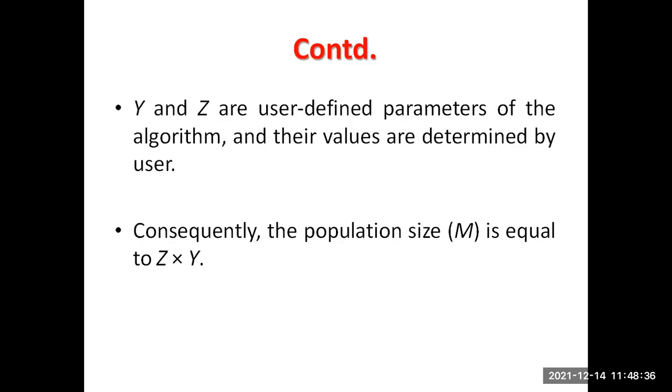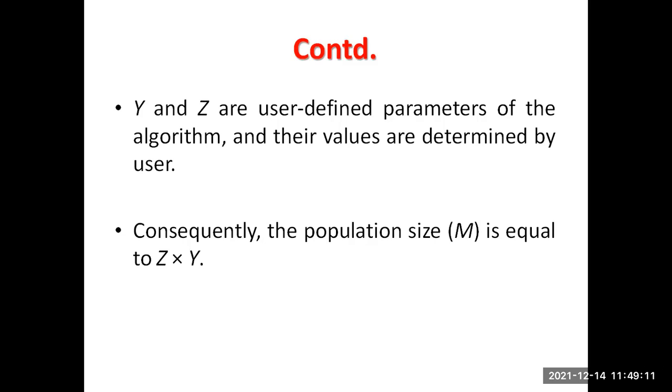So Y and Z are user-defined parameters of the algorithm, and their values are determined by the user. The user means you. When you design and write the code, you are going to define these parameters. So how many memplexes you are going to take, and in each memplex, how many frogs you are going to allocate. These two things are in your hand. You are going to allocate this from your side when you are writing the code for this shuffled frog leaping algorithm. Consequently, the population size M is equal to Z into Y.